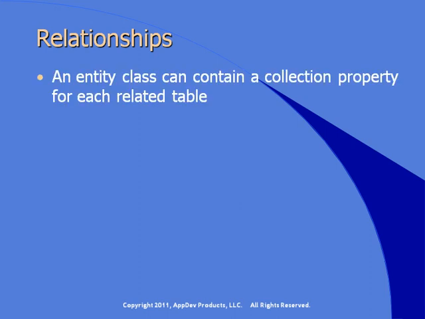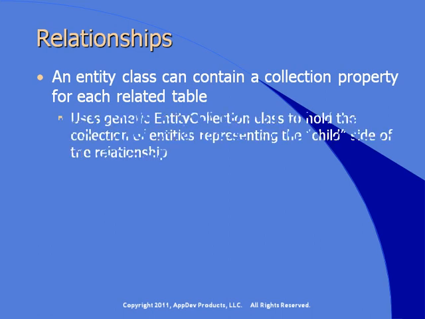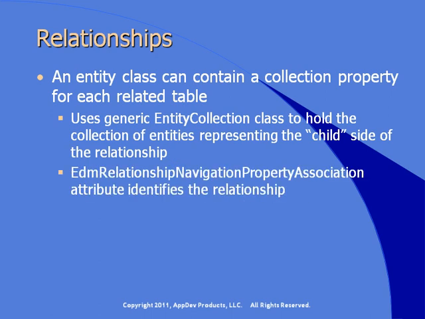Each entity class can contain a collection property for related tables. So your customer class will have a property called Orders, which is a collection of orders for that customer. And you'll use the generic EntityCollection class to hold the entities that represent the child side of the relationship. And then in the generated code, that Orders property of the customer class will use an attribute, and that attribute is EdmRelationshipNavigationProperty Association. And that identifies the relationship between the child and the parent.